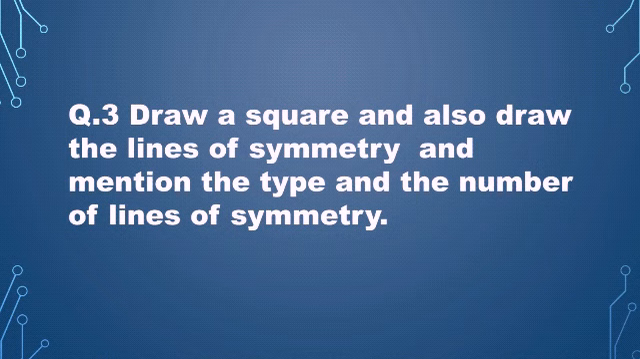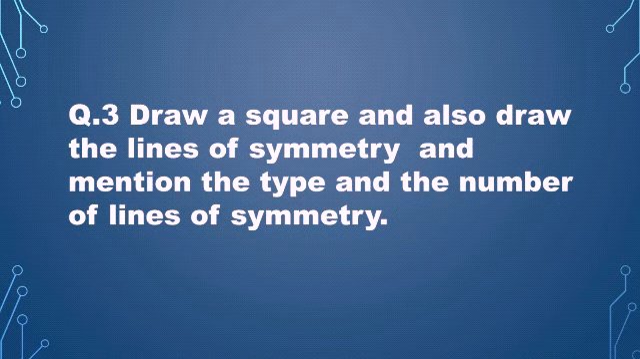In question number 3, draw a square and also draw the lines of symmetry, and mention the type and the number of lines of symmetry. See, what you need to do is, it's a geometrical question. Here you need to draw a square with proper measurement. So you have to take the ruler and the pencil. You know how many sides there are and how to draw it, and you have to take the help of the pencil and the ruler to draw it.